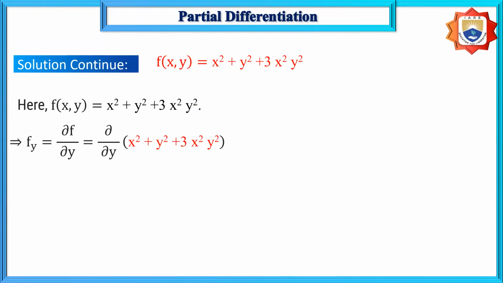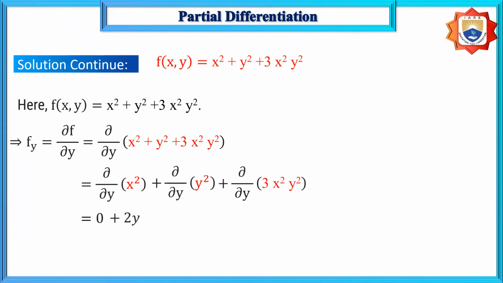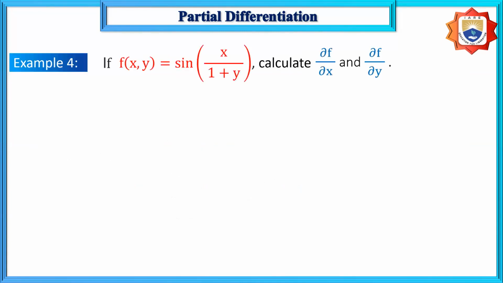Sir, 2y plus 6y x square. Yeah, that's good. 2y plus 6x square y. The first term is 0, the second term is 2y, and the third term is 6x square y. That means dou by dou y, or fy, is equal to 2y plus 6x square y. And similarly, for example, if f of x comma y is equal to sine of x by 1 plus y, then calculate dou by dou x and dou by dou y.